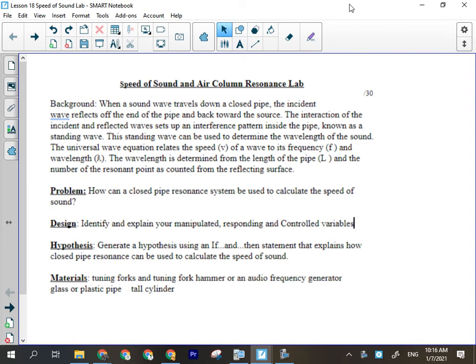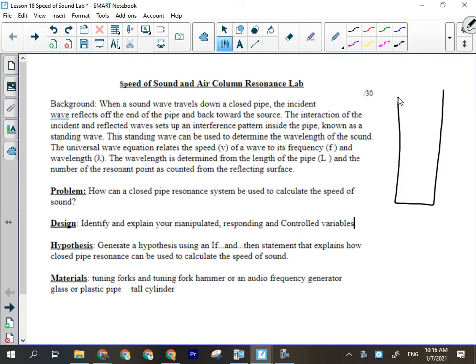The interaction of the incident and reflected waves sets up an interference pattern inside the pipe known as a standing wave. We talked about that; that's just the background. If this is our closed pipe, the first sound that we would hear would have a standing wave pattern that looks like this, where there is 1/4 of a wavelength in the tube.